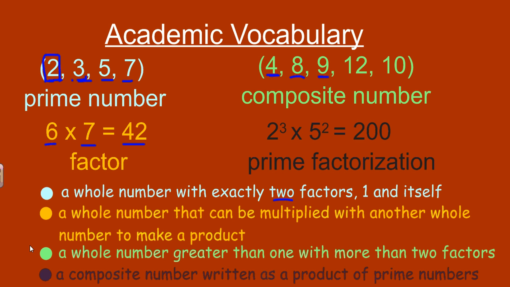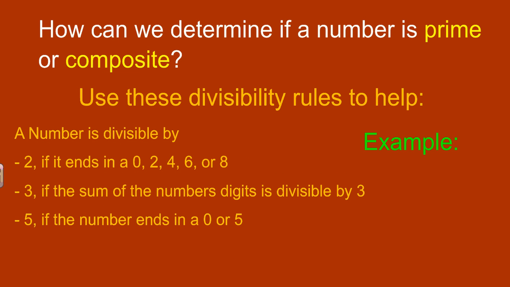Moving on to the next one. A prime factorization is a composite number that's written as a product of prime numbers. And here we actually have it in exponent form. But all of the factors that are making up the product 200 are all prime factors. 2 is a prime factor, 5 is a prime factor. Now let's take a look at some examples.